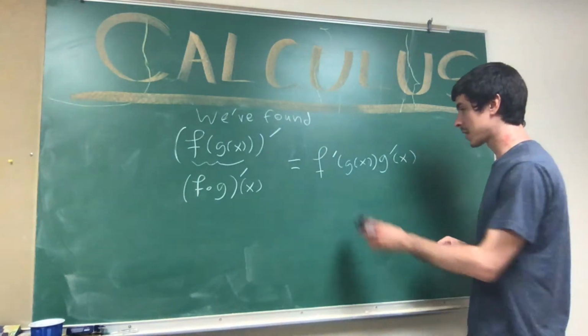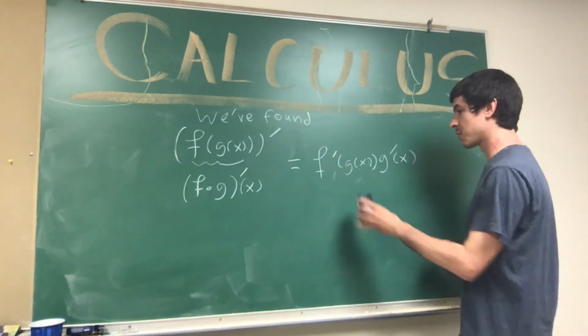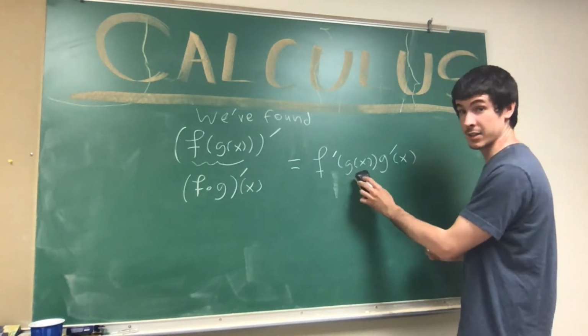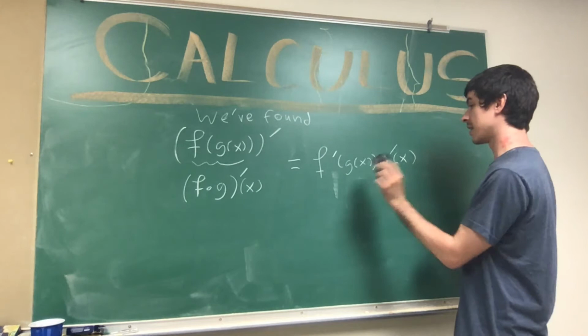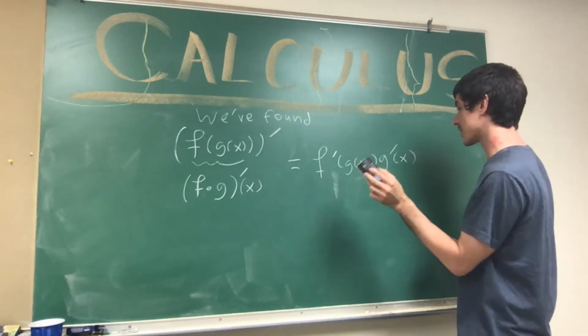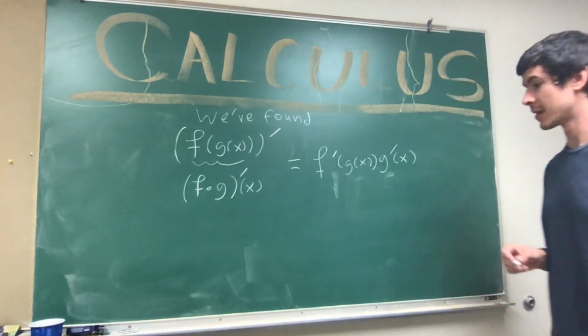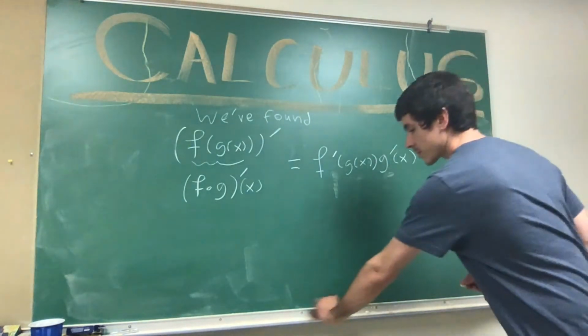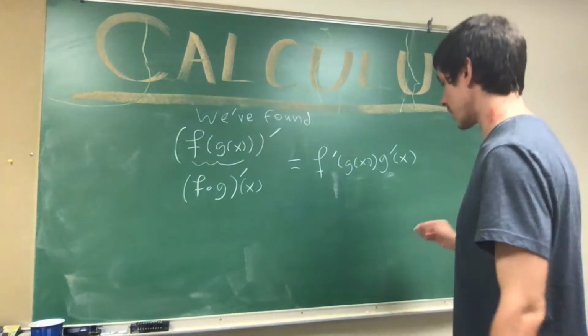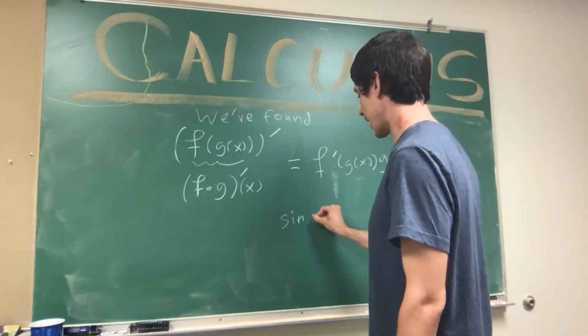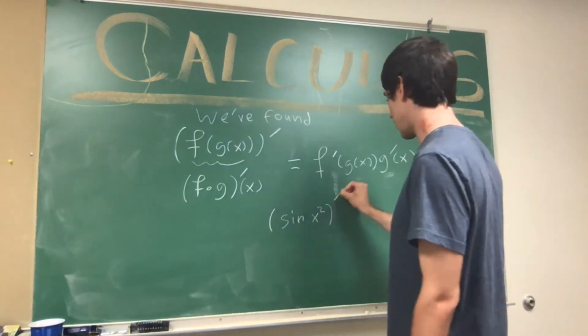And what exactly do we mean by f prime of g of x? We mean that f prime is evaluated at g of x, and then we multiply it times g prime evaluated at x. So maybe an illustration of this will help. How about we consider the derivative of sine of x squared.